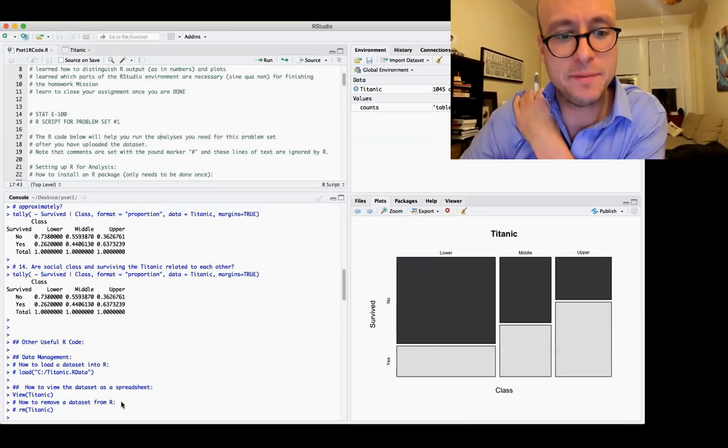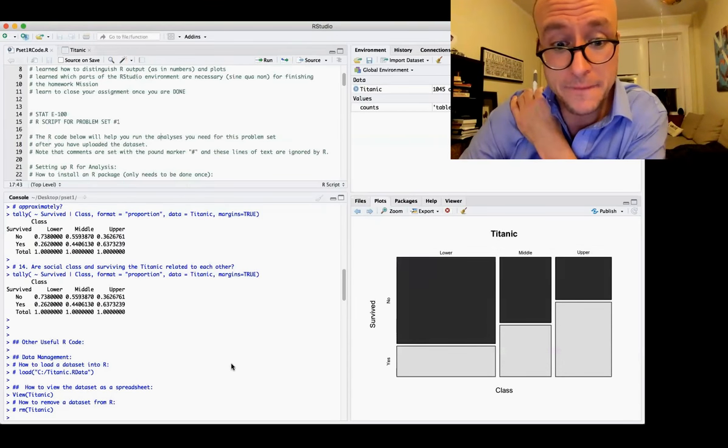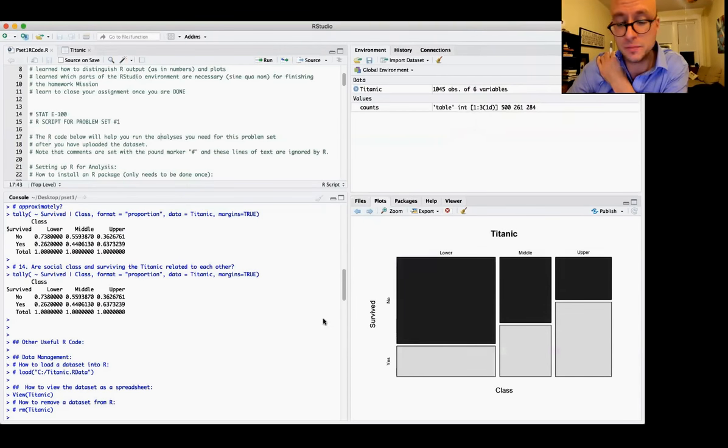I know we spent quite a bit on the mosaic plot, but I think that's one of the most confusing concepts in the course, to be honest, other than when we talk about joint probability, because no one sees this.